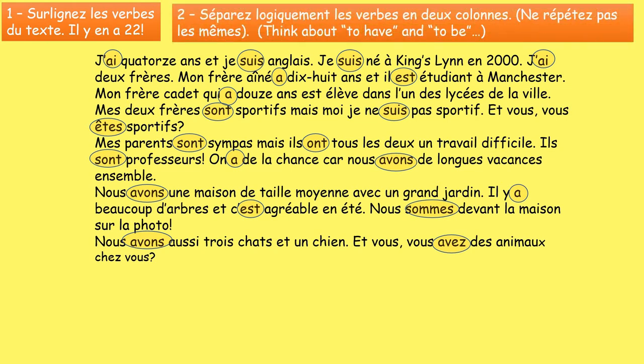Okay, what I'd like you to do now is to separate these verbs into 2 columns, okay? Don't repeat any of the same verbs. Ne répétez pas les mêmes. So once you use j'ai, if there is another j'ai later on, don't use it again. Just find each verb once, and I want you to separate them into 2 columns. Think about how you could do that, giving you a clue of to have and to be, okay? So pause the video and do that now.